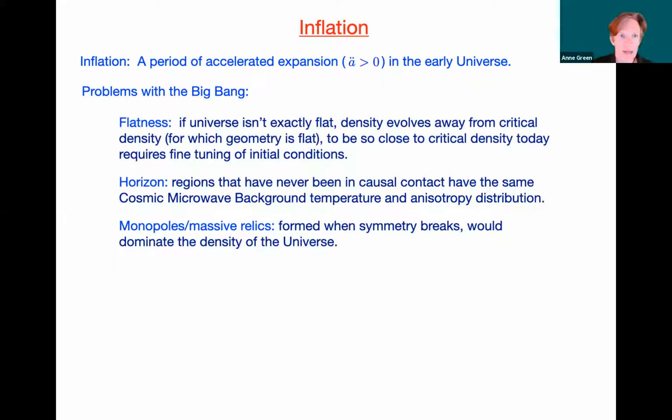So as I said, what it is, is a postulated (we don't know for sure whether it happened or not) period of accelerated expansion in the early universe. So in other words, the second derivative of the scale factor a is greater than 0. So the universe isn't just expanding, but that expansion is speeding up. And it was proposed in the 1980s to address some potential problems with the Big Bang.